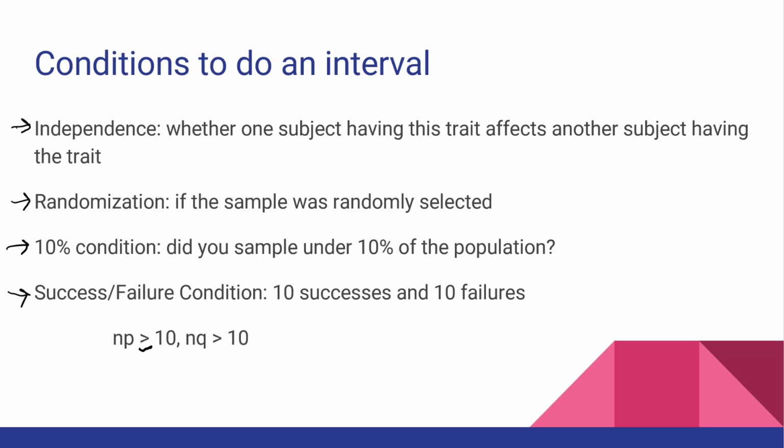But instead of np is greater than or equal to 10 and nq is greater than or equal to 10, which is what we did for our proportions in chapter 17, because we're working with estimates here, we will do n times p-hat and n times q-hat instead. So we will go with our sample p and our sample q.